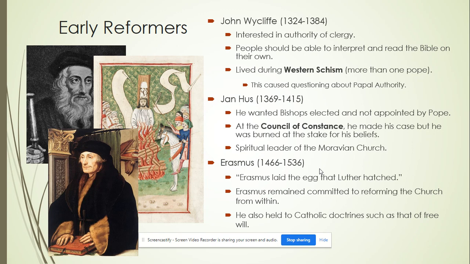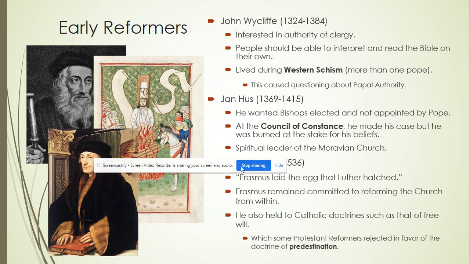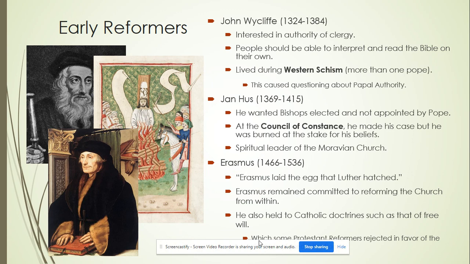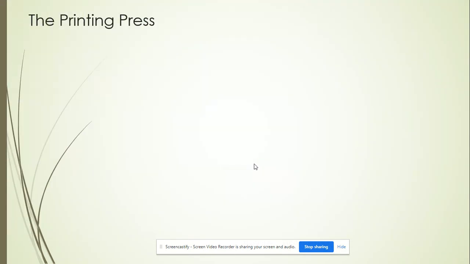Erasmus also held to Catholic doctrines such as that of free will, which we'll see some Protestant reformers reject in favor of predestination. So before we get to Martin Luther, who is the big one, these are the three people who you should really know for contextualizing Martin Luther and more broadly contextualizing the Protestant Reformation. Okay? So that is that.